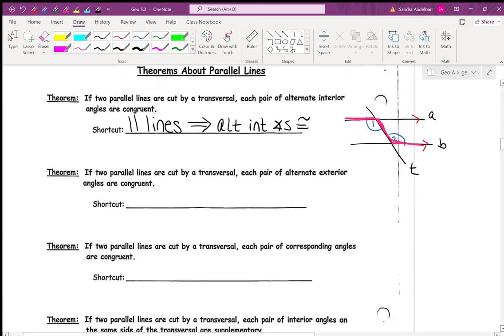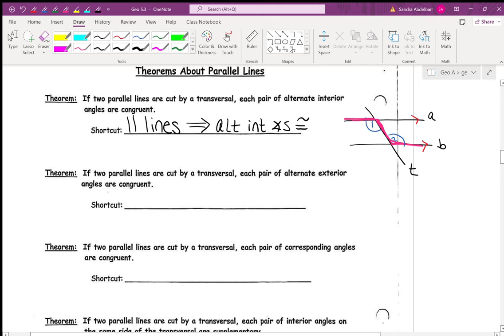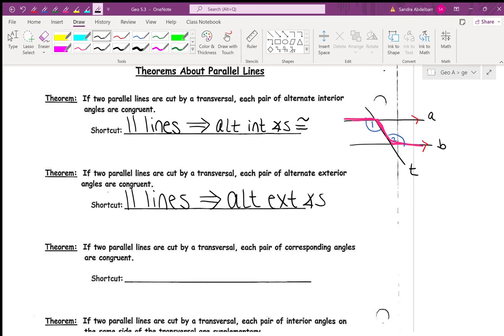All right, next theorem. If two parallel lines are cut by a transversal, each pair of alternate exterior angles are congruent. So again, I'm giving you parallel lines, and then we're going to draw our arrow. We are going to conclude that the alternate exterior angles are congruent.